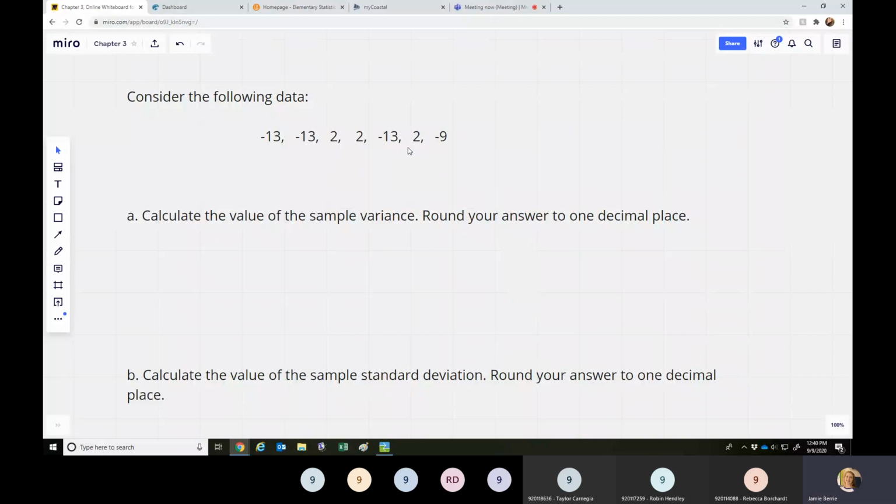I think you also could not have a negative answer for the range. Yeah, I think that makes sense. But definitely you can't have a negative answer for the variance and for the standard deviation. Just keep that in mind.